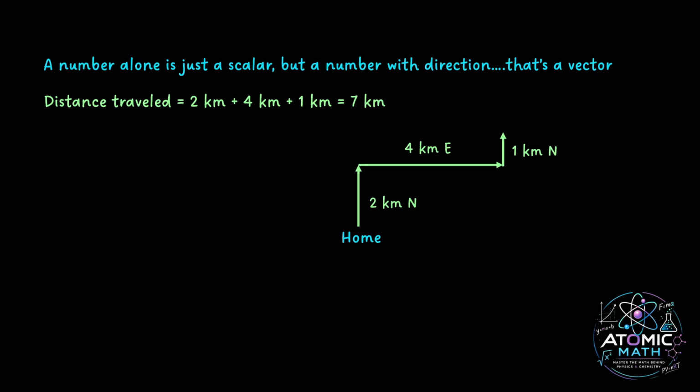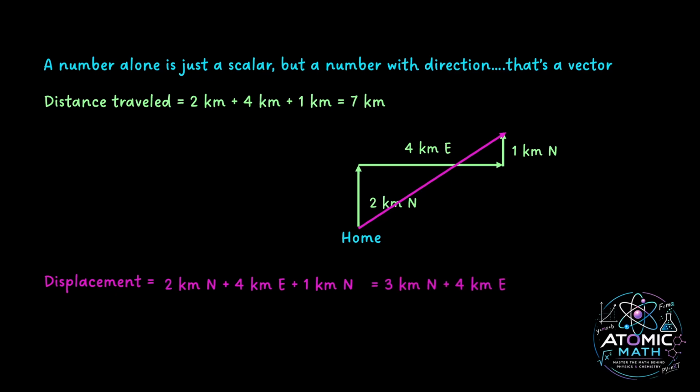But displacement is different. Displacement doesn't care about how you got there. It only cares about where you started and where you finished. So displacement would be this vector right here. And this includes both magnitude and direction. 2 kilometers north, 4 kilometers east, 1 kilometer north, and of course we can combine those and just say 3 kilometers north plus 4 kilometers east. So we can see that displacement is not the same thing as distance traveled. Displacement is a vector, where distance traveled is only a scalar.